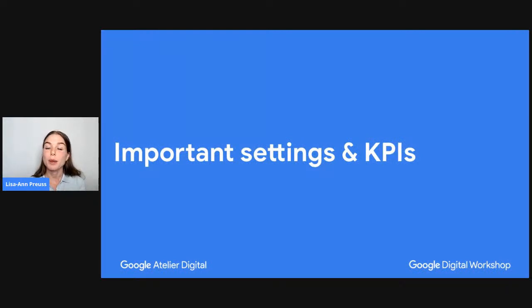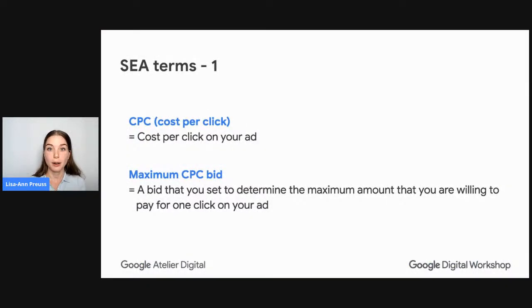Moving on to some important settings and key performance indicators. Now, the one abbreviation you really need to know is CPC, which stands for cost per click. And this is the cost per click on your ad. Still, it doesn't mean it's equal to your max CPC bid. And your max CPC bid is the maximum amount that you as an advertiser are willing to pay for one click onto your ad.